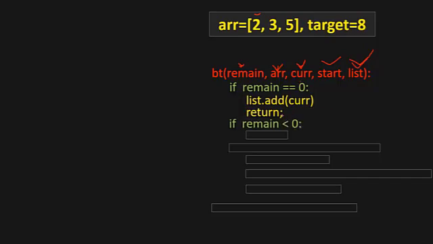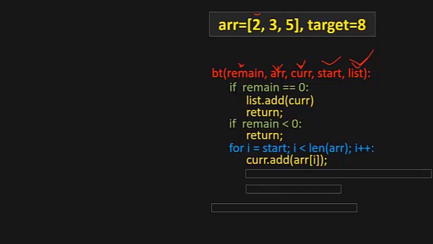We will not proceed anymore. If we see remain is less than 0, that means we don't have a combination that adds up to 8. In this case, we will just return. We will stop executing that current recursive function call. Then we're going to run a loop for i equals start, i less than the length of the array, and i plus plus. Then we're going to add the first element to our current list.